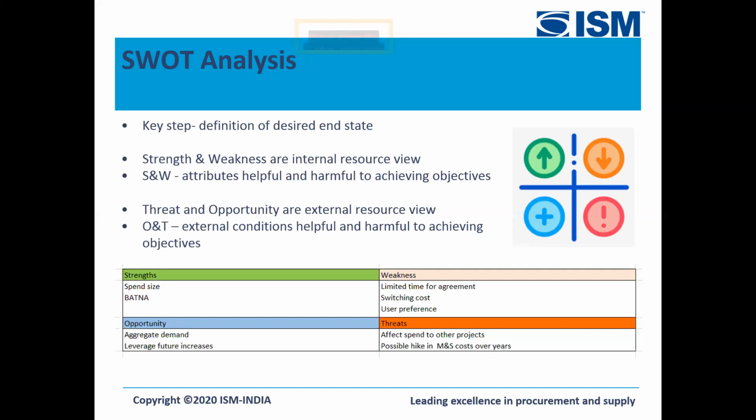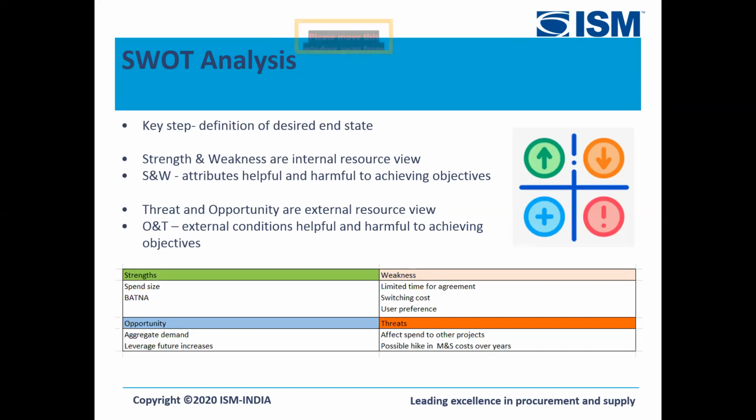So I've given a very simple example of what I can look at. In any big size project or high value spend project, strengths can be the spend size, because if we know the spend size is huge, we can have a good, long discussion with the supplier. We can understand features, because the attractiveness of our account will allow us more attention from suppliers, and better responses. So that is our strength.